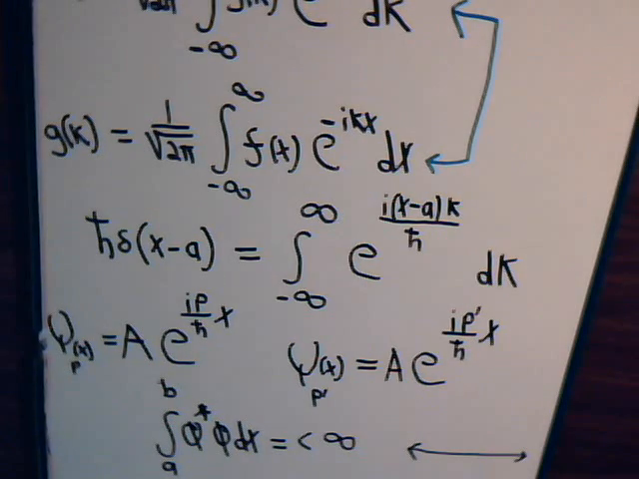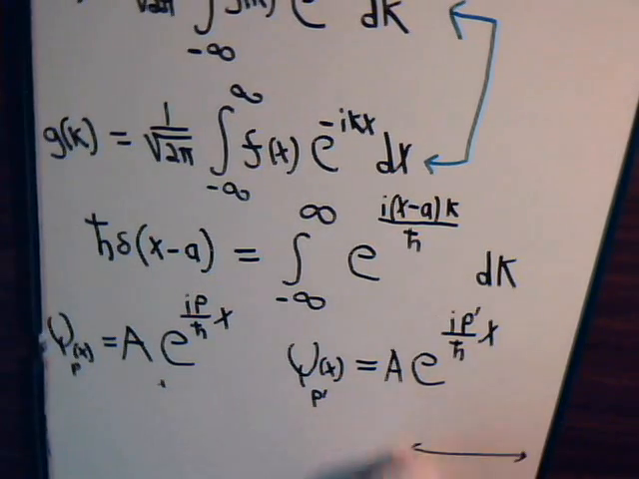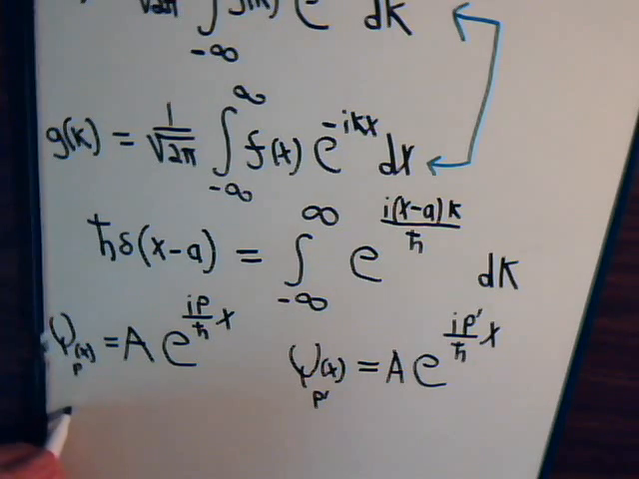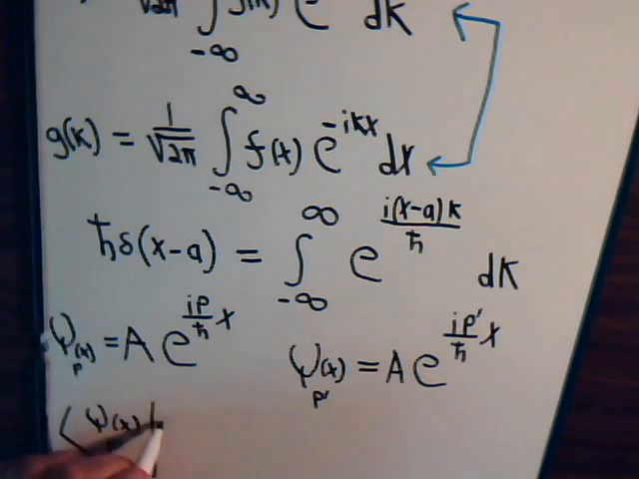Well, what happens if we take then the inner product of our momentum eigenfunctions? This has always been a sticking point in the past videos, but now we have the tools to look at it more closely. So what we want to do then is take the inner product of this psi p prime of x with psi p of x.